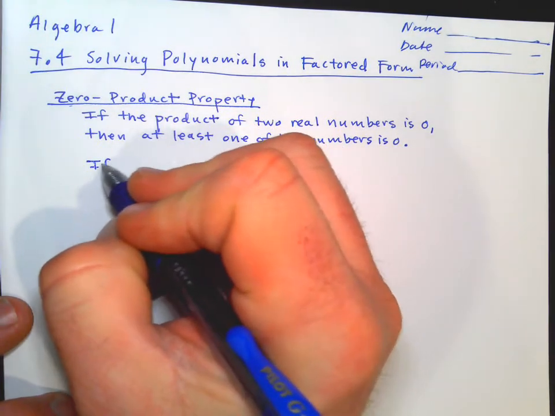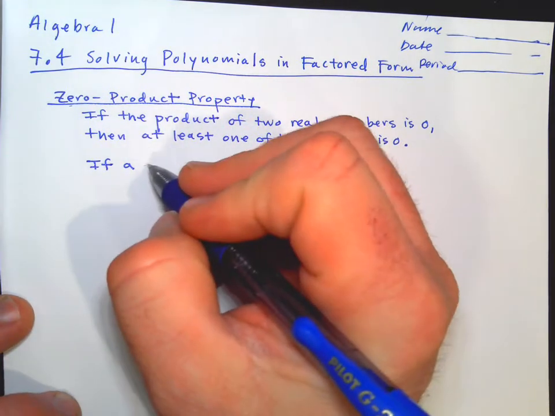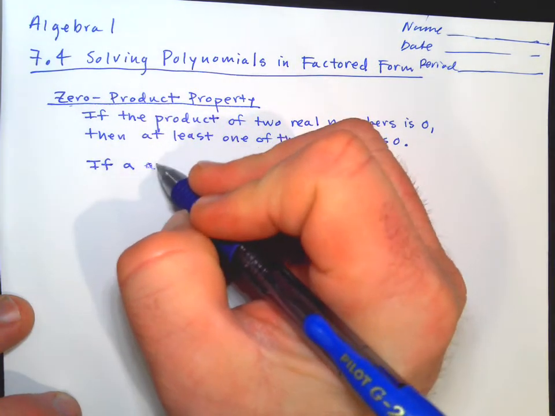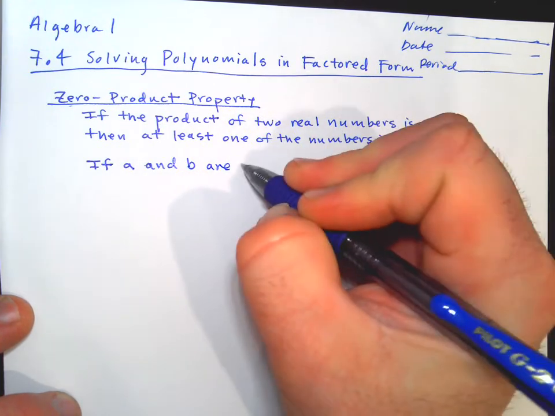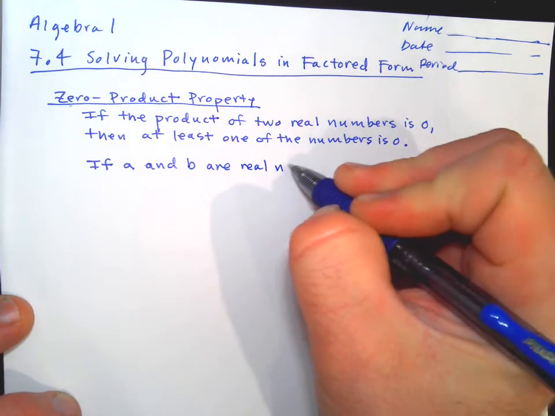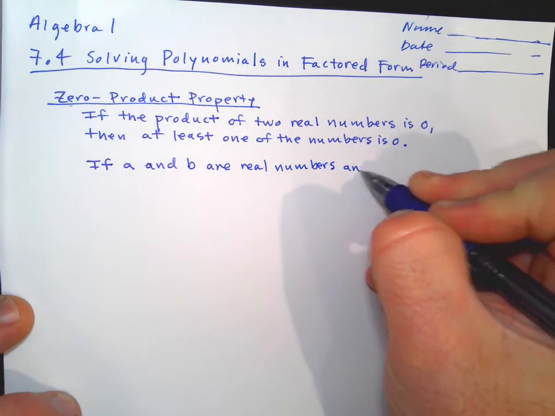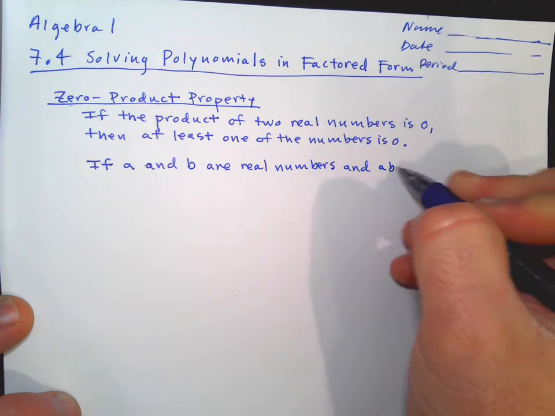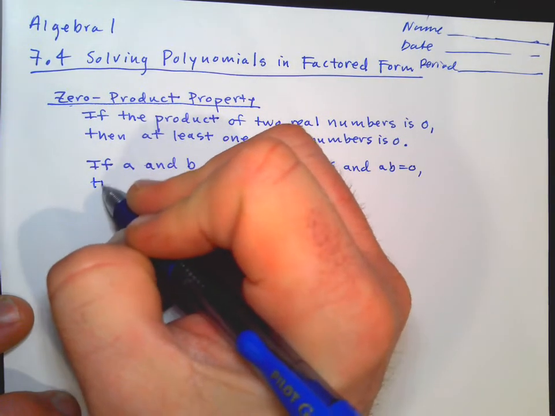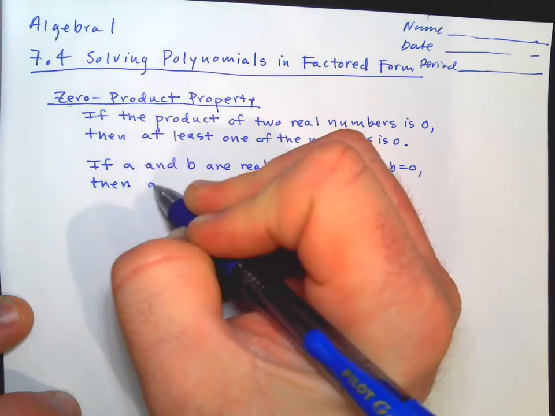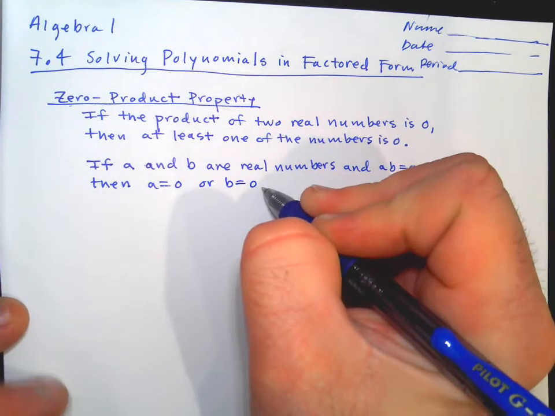So here's another way of writing it, a little more like with variables. If A and B are real numbers and AB equals 0, that means A times B, then A equals 0 or B equals 0. They can both equal 0.